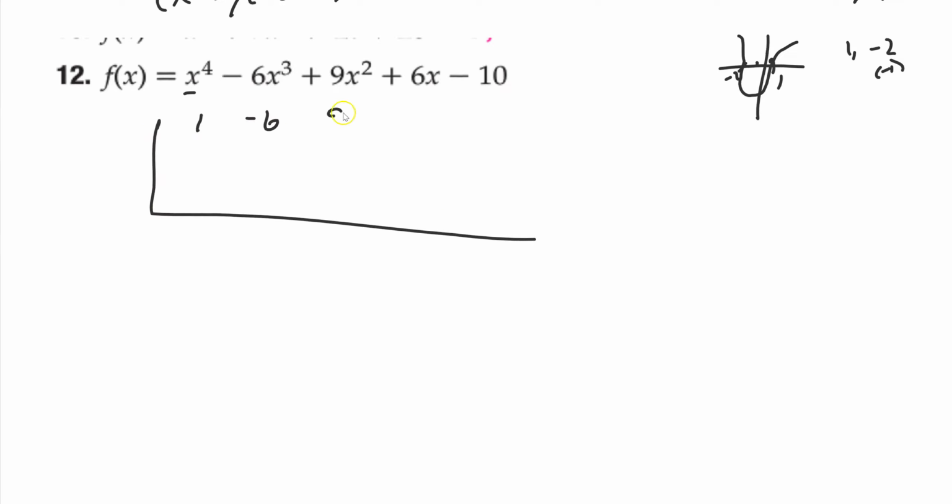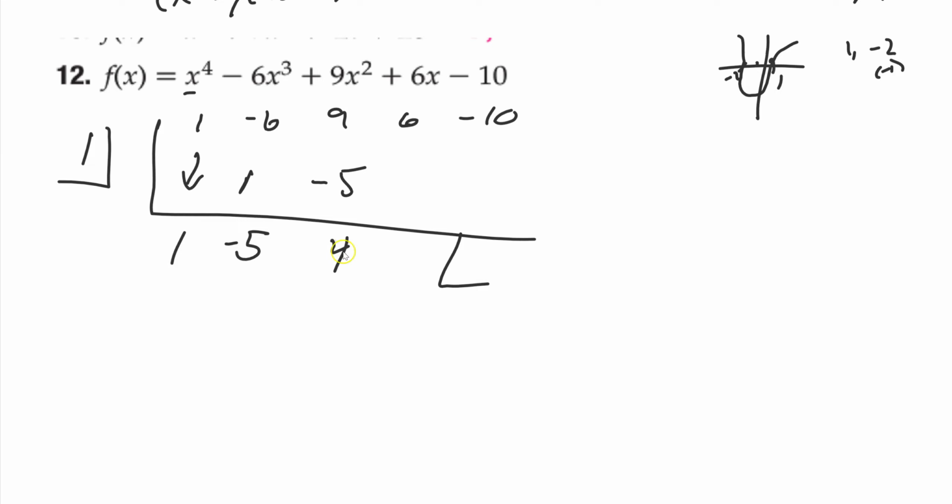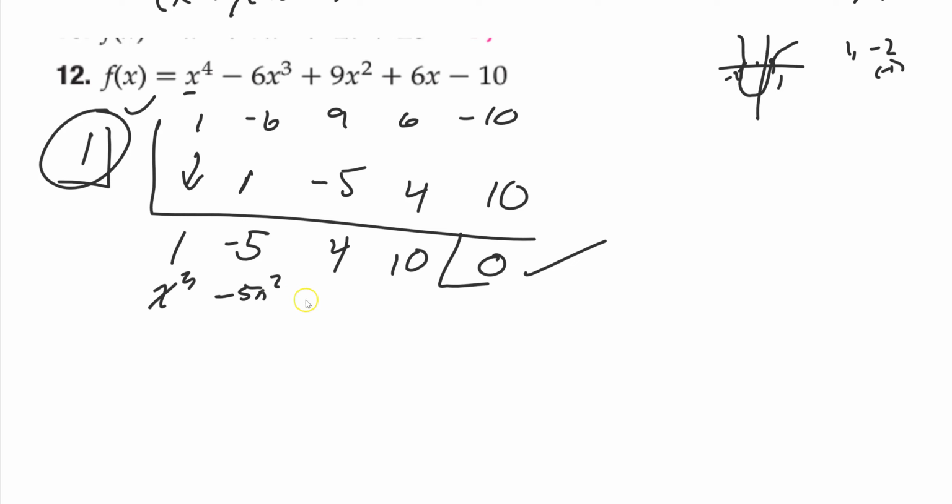1, negative 6, 9, 6, negative 10. I feel very confident about 1, so let's put a 1 there. Bring the first one down, multiply across. So 1, add down, negative 5, multiply across. Add down, multiply across, down, multiply across. And again, I get a 0, so I was right. 1 does work. 1 down, 3 more to go. I need to find all 4. So remember, this is 1 power less. This is x cubed minus 5x squared plus 4x plus 10.